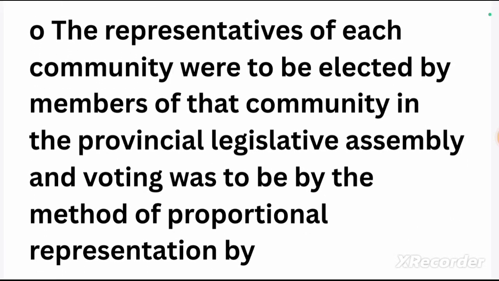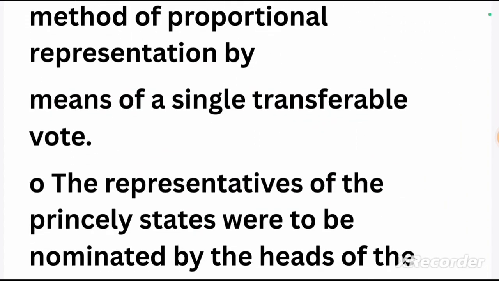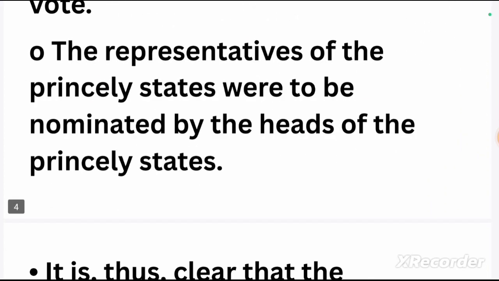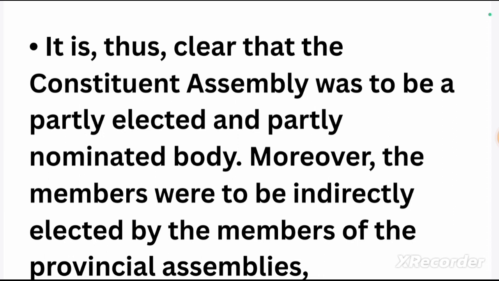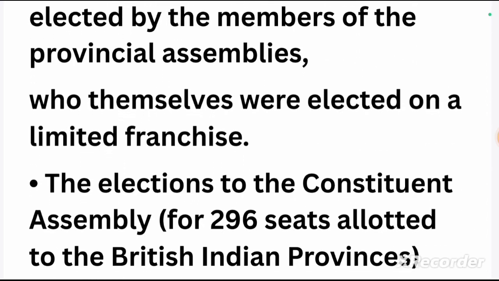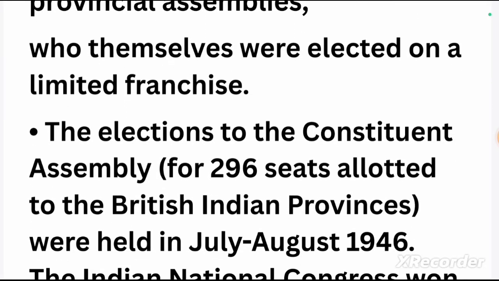The representatives of each community were to be elected by the members of the community in the provincial legislative assembly, and voting was to be by the method of proportional representation by means of a single transferable vote. The representatives of the princely states were to be nominated by the heads of the princely states. It is thus clear that the Constituent Assembly was to be a partly elected and partly nominated body. Moreover, the members were to be indirectly elected by the members of the provincial assemblies, who themselves were elected on a limited franchise.